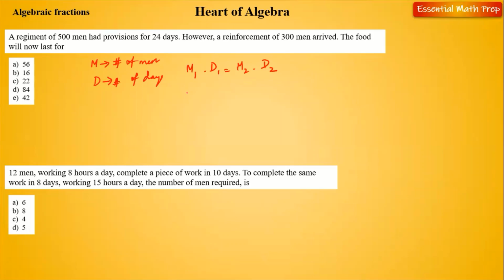We know that at the start we had 500 men and then we had 24 days. And then 300 more men arrived, so the total men now is 800. What would be D2? That is, how long would the food now last, which means 500 times 24 over 800. So it's essentially 24 times 5 over 8. That's 15.